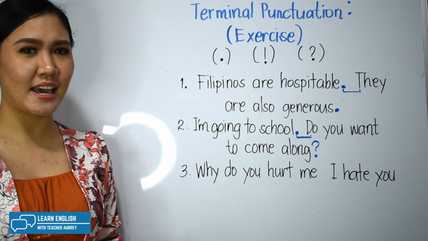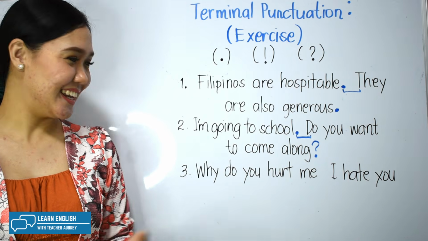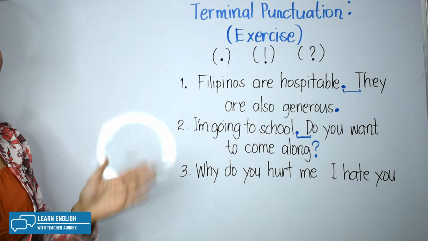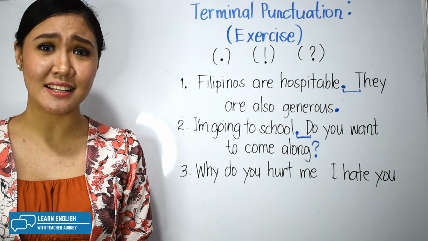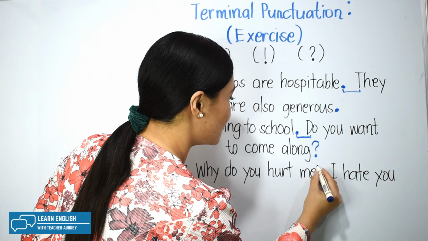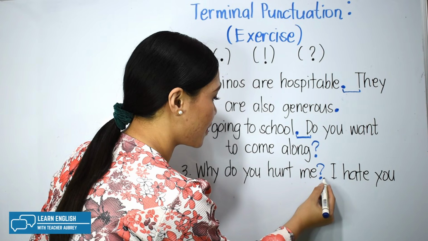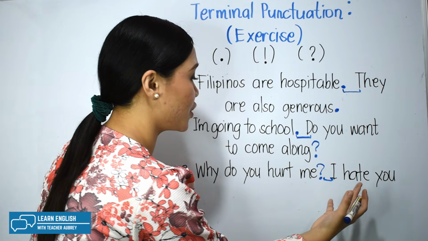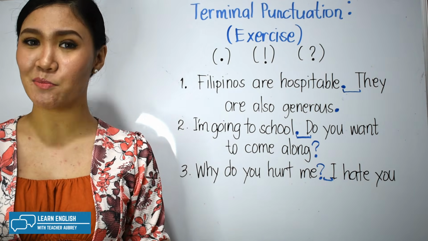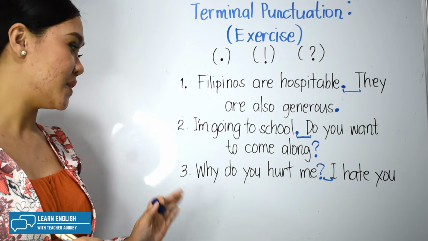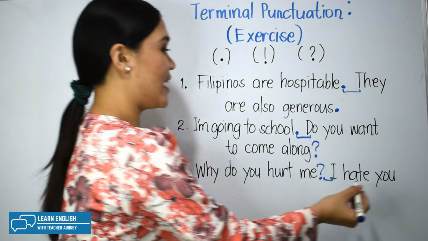For number 3, why do you hurt me? I hate you. Why do you hurt me? I hate you. Walang emosyon. Lagyan natin ng emosyon, lagyan natin ng tamang terminal punctuation. Why do you hurt me? Nagtatanong ka, bakit mo ako sinaktan? So, we need to use the question mark. After the question mark, there must be a space before you begin the first word of the next sentence. Okay? Kahit sa pagsulat o kapag kayo ay magta-type or magcha-chat, magte-text, ganun lagi. Why do you hurt me? I hate you. So there should be a strong emotion. I hate you.